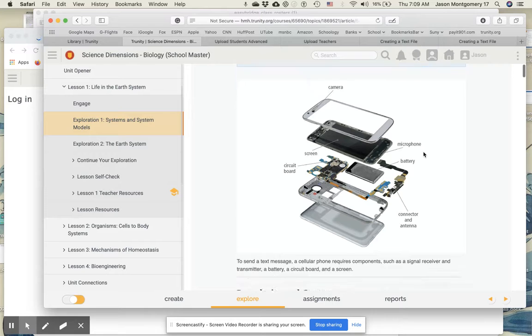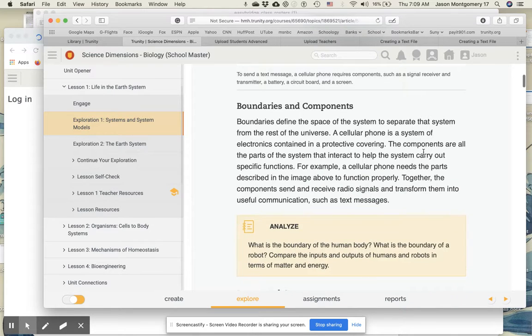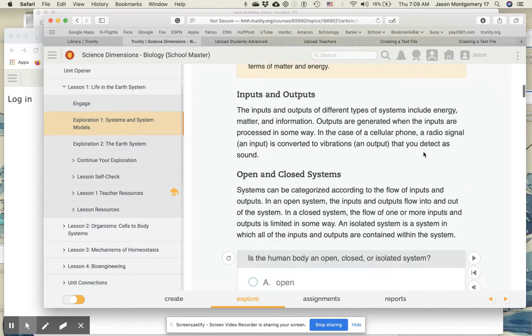What cell phones do. Okay, so we have what we call inputs and outputs in the system. Okay, so inputs are things that are going into the system. Okay, so examples are energy and matter, or information in some contexts. All right, and these inputs are being used or transformed into what we call outputs. And outputs are generated when the inputs are processed in some way.